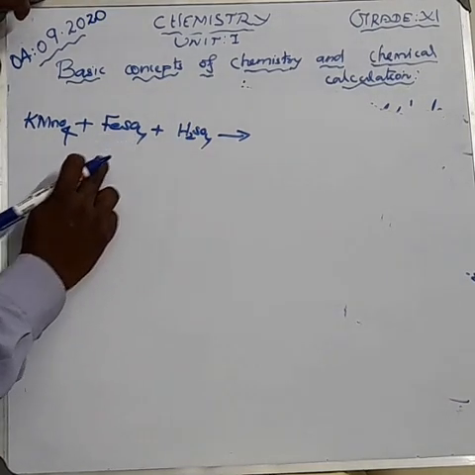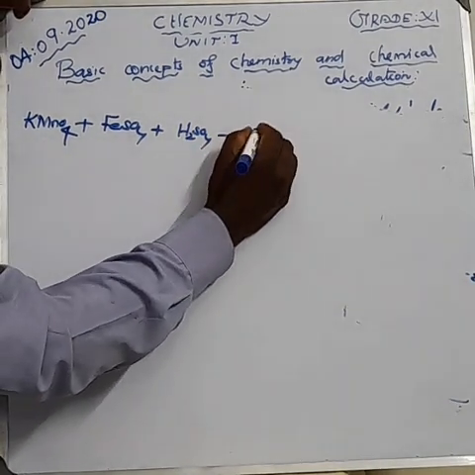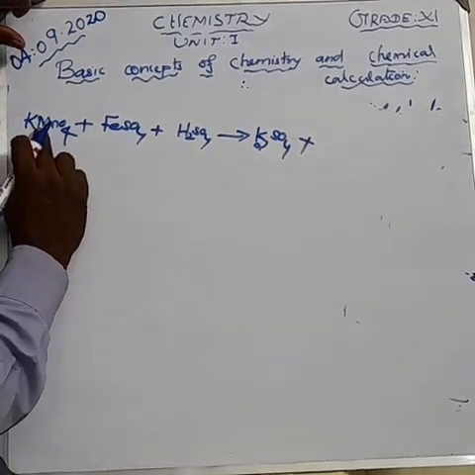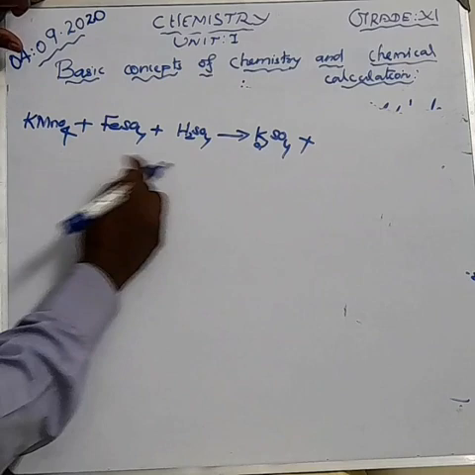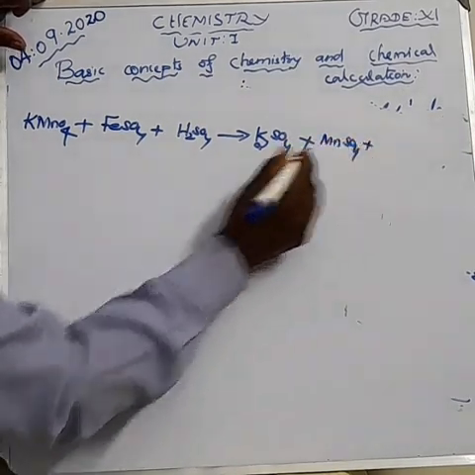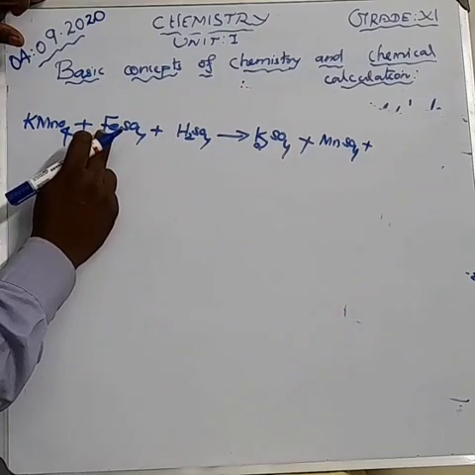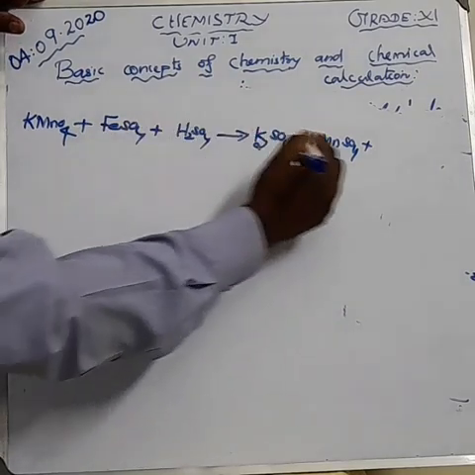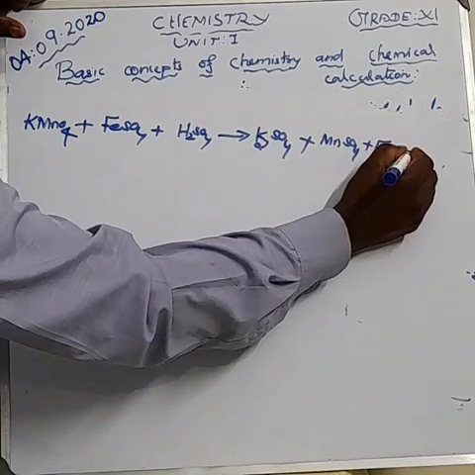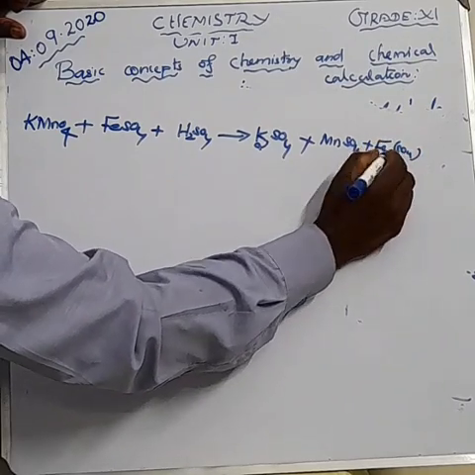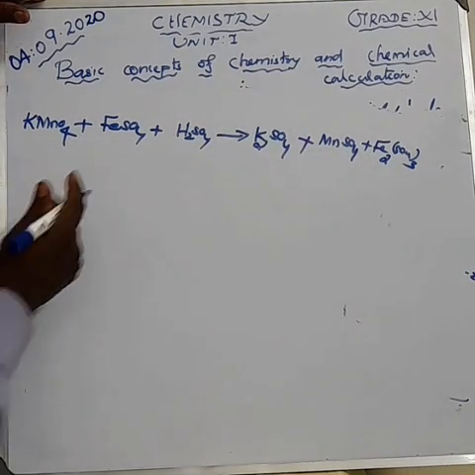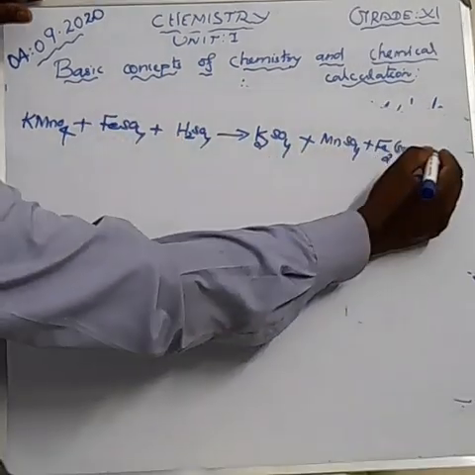Potassium combines with the sulfate, so K2SO4, plus manganese combines with the sulfate to form MnSO4, plus ferrous sulfate is converted to ferric sulfate, that is Fe2(SO4)3, plus hydrogen combines with oxygen to form water.